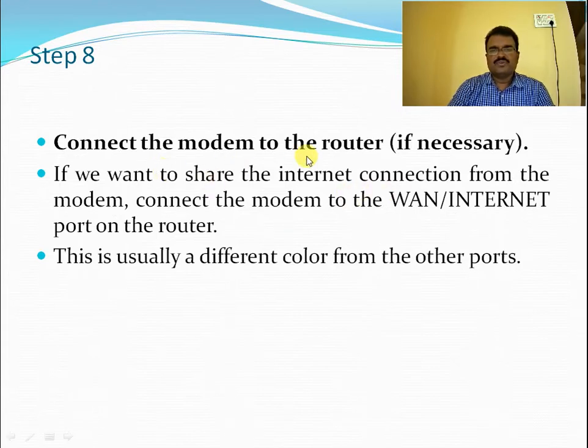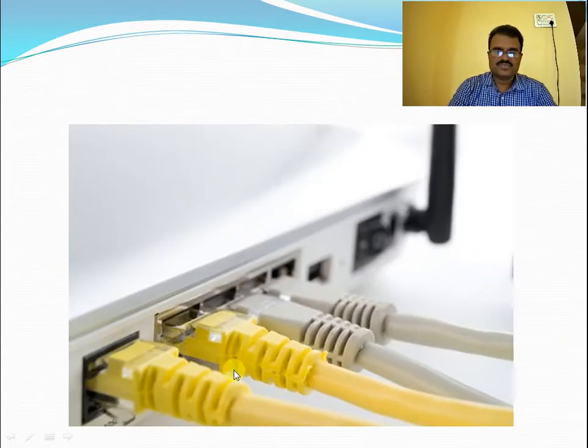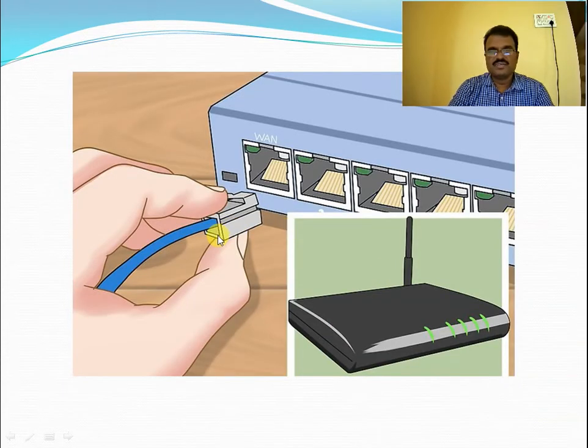Next, connect the modem to the router if necessary. If we want to share the internet connection from the modem, connect the modem to the WAN or internet port on the router. This is usually a different color from the other ports. So like this, we have to connect the internet which we are getting from the modem to the router.